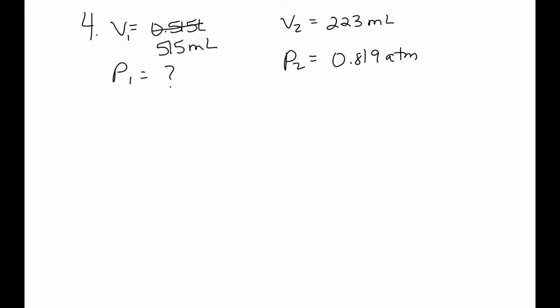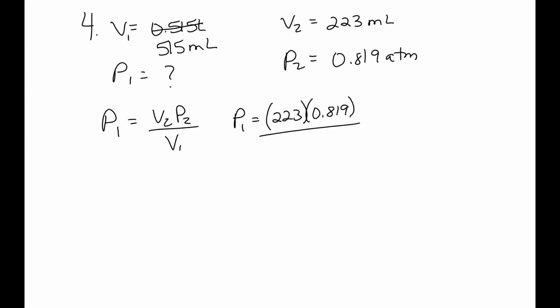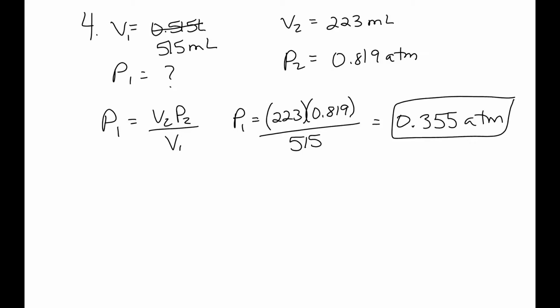Now, if you're not sure where to put that pressure, 0.819, look at the next sentence of the question, or just think about it. The 223 milliliters is connected to the 0.819 atmospheres, so it has to be 2. So my equation actually is P1 equals V2 P2 over V1. So P1 equals 223 times 0.819 divided by 515, and I get 0.355 atm. Pretty easy, hopefully anyway.